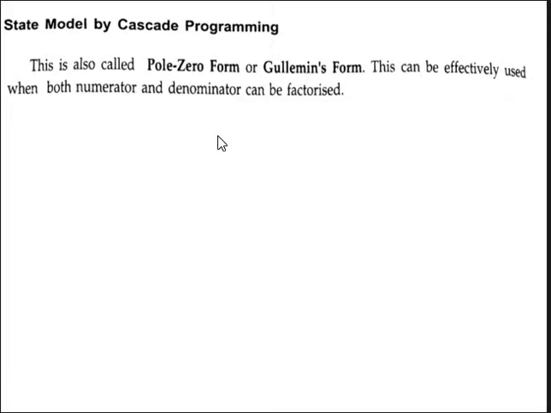In the external examination, any name can be asked: cascade programming, pole zero form, or Gullmann's form. In this case, the numerator and denominator are factorized like this. Suppose the transfer function is s plus a by s plus b.